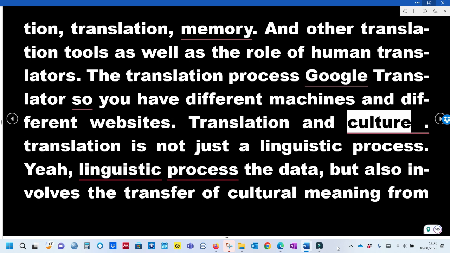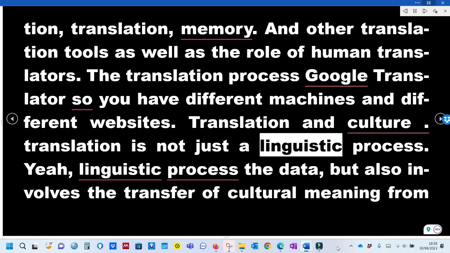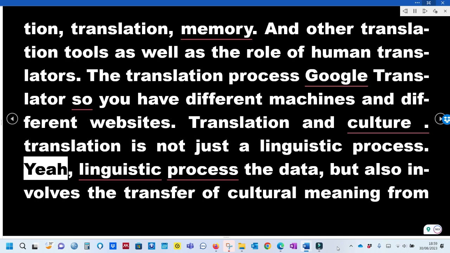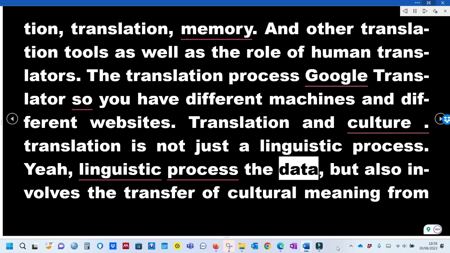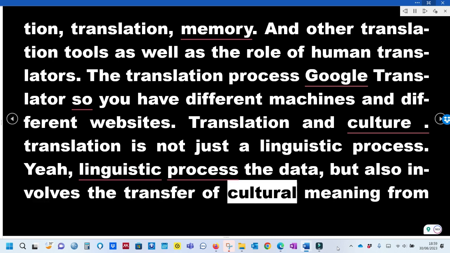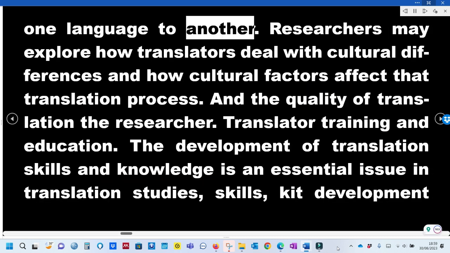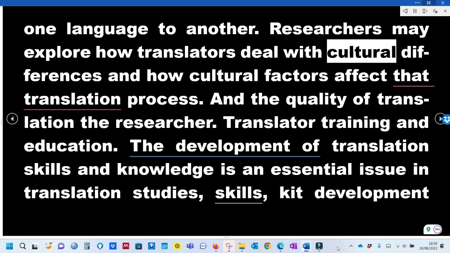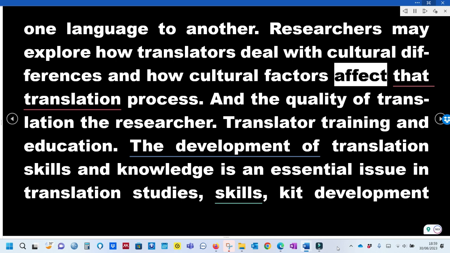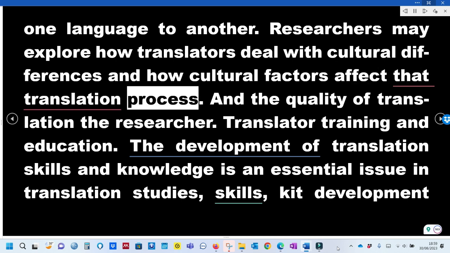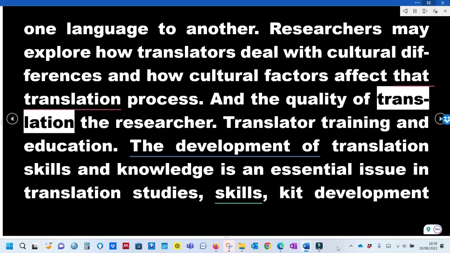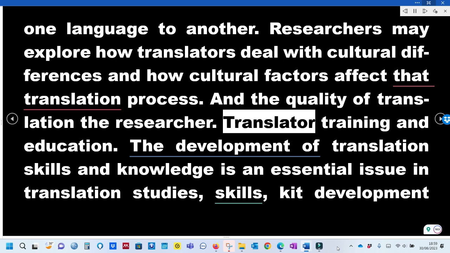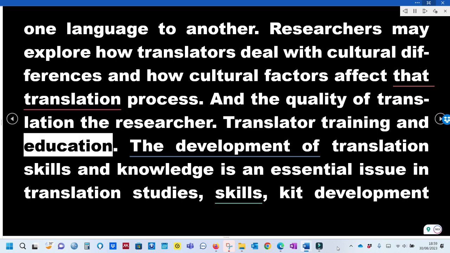Translation and culture. Translation is not just a linguistic process, but also involves the transfer of cultural meaning from one language to another. Researchers may explore how translators deal with cultural differences and how cultural factors affect the translation process and the quality of translation.